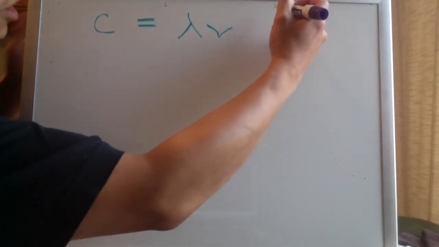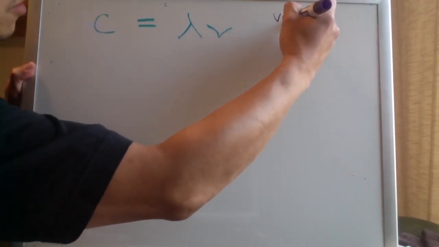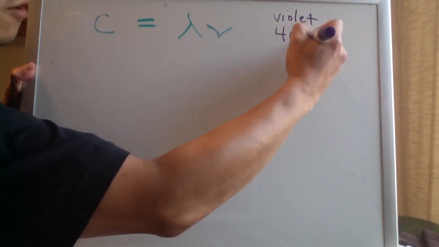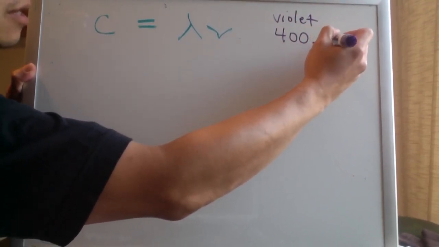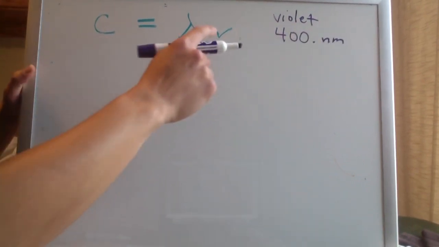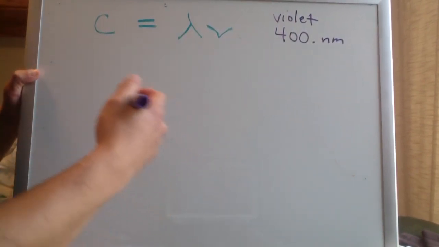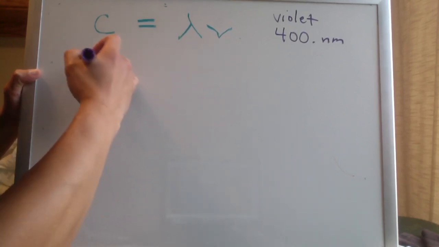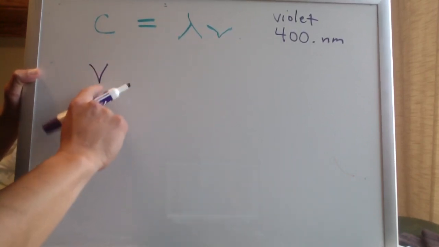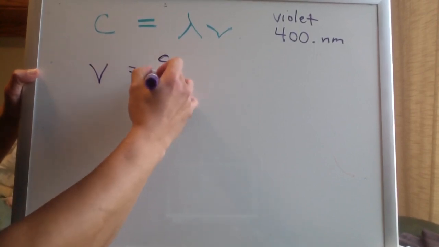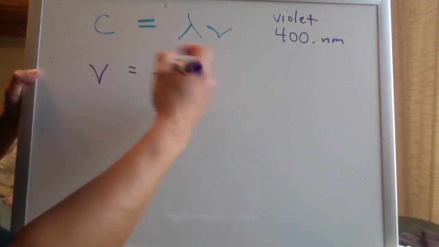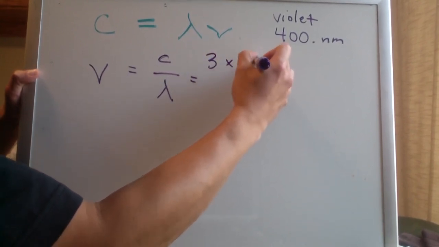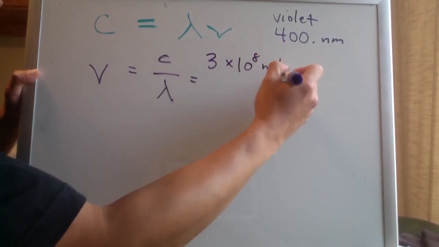Okay, with a little plug and chug, let's say we're given violet light at 400 nanometers. We want to figure out what the frequency of the violet light is. So we just need to plug and chug. If we want the frequency, we can rearrange: nu equals c over lambda. The c is the speed of light, so like we talked about before, 3 times 10 to the 8th meters per second.